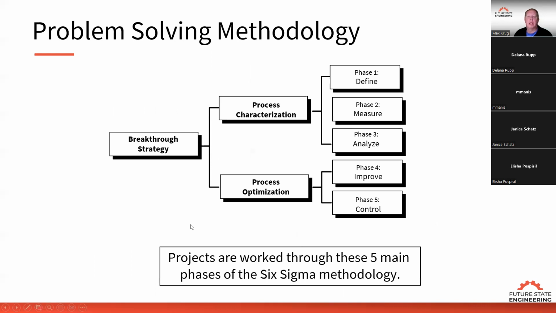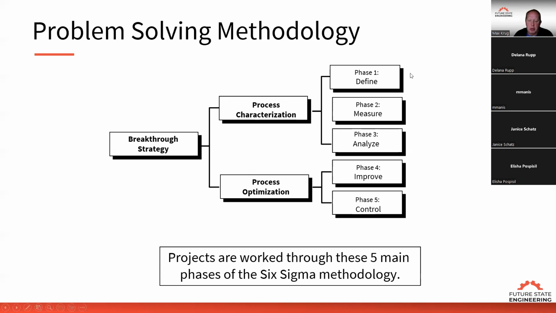Okay, so it's a problem-solving methodology. Again, our phases are define, measure, analyze, improve, control. The first 3 phases, we can categorize as process characterization, really understanding the process itself. The second pieces, phases 4 and 5, improve and control, are really about optimizing the process. So we don't optimize the process or make changes to the process until we really understand the process itself. And the combination of process characterization and process optimization gives us that breakthrough strategy.